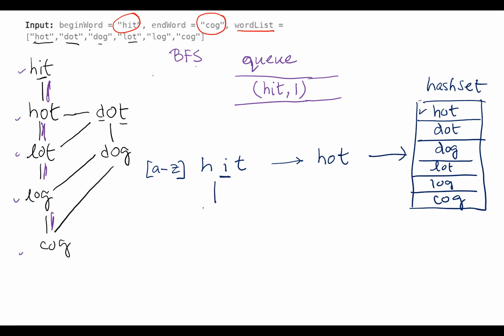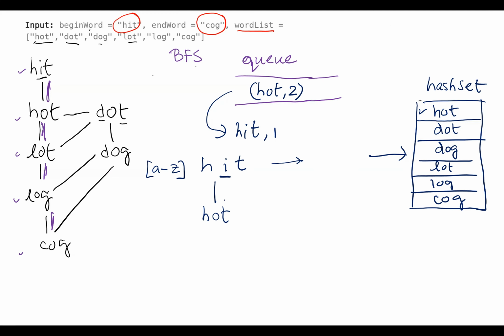So next, we have taken hit out, right? Hit out. And then we can put hot as the next word, and we increase the level by 1. So that's the next one, right? Okay, so hot is the next adjacent word I can put in the queue.